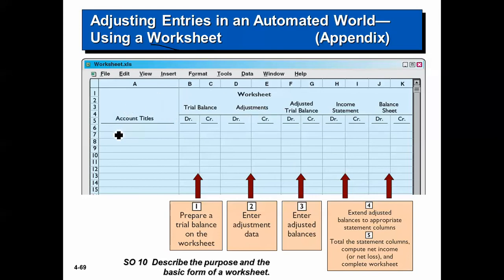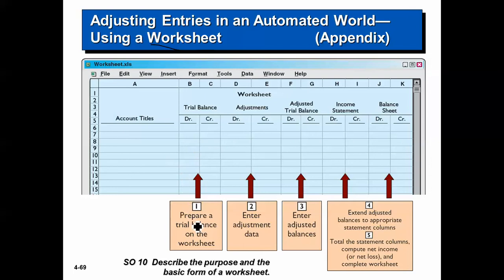Here he puts the account titles and he puts the trial balance, debits and credits. Then he works the adjustments. He posts the adjustments here on the worksheet and brings it to an adjusted trial balance. The purpose here is to make sure that everything is balanced before we proceed and do an income statement and balance sheet.